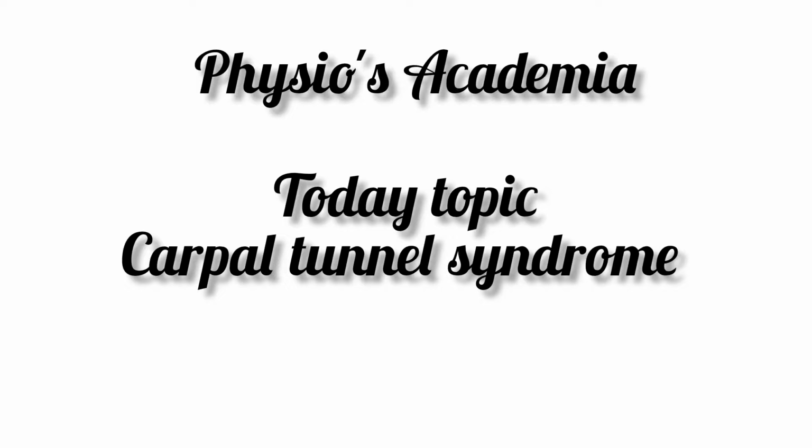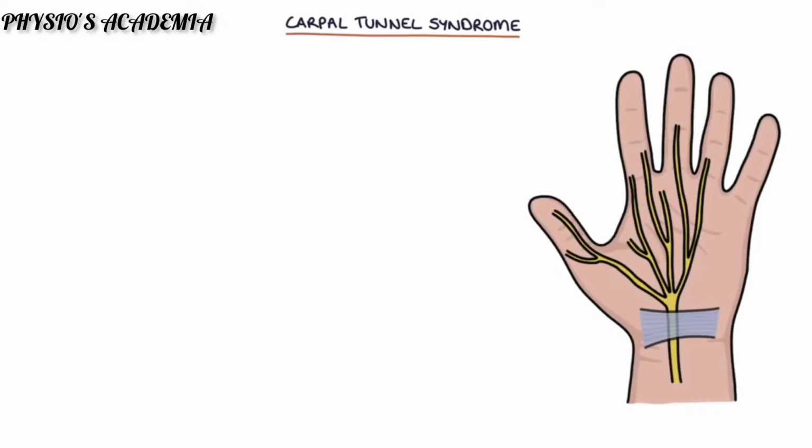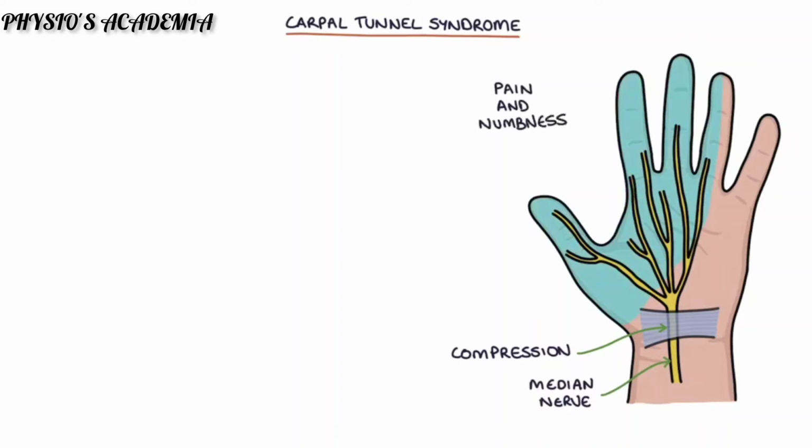So let's jump straight in: carpal tunnel syndrome. Carpal tunnel syndrome is caused by compression of the median nerve as it travels through the carpal tunnel in the wrist, causing pain and numbness in the distribution of the median nerve in the hand.